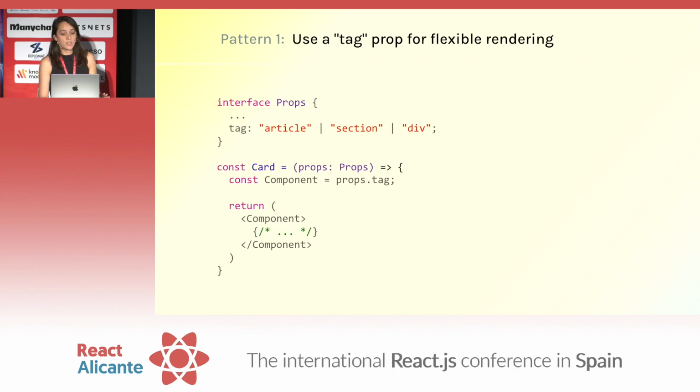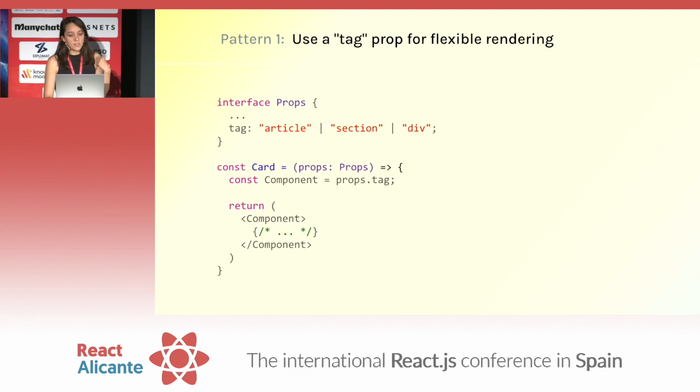So to address this particular challenge, it's often advantageous to allow the consumer to specify their preferred HTML tag for rendering. This can be achieved through usage of a tag prop. Sometimes you might see it called element or as, but it's basically the same principle. And how does that work? So let's look at this example for a card component. Card components tend to render an article tag, but there are circumstances in which article won't be appropriate, and maybe a section or a div tag would be more adapted.